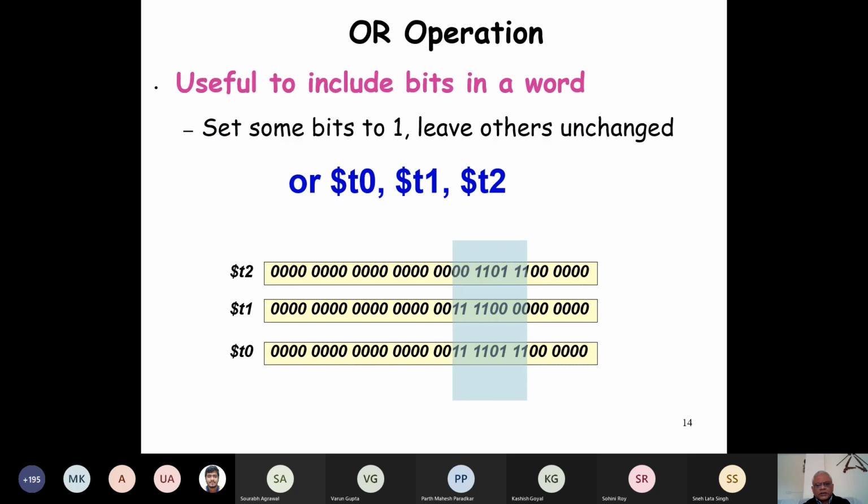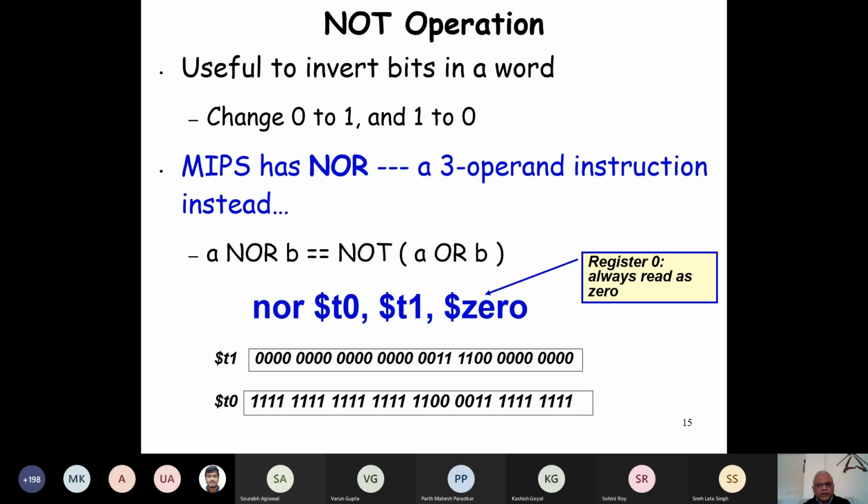The OR operation lets us set some bits. The bits which we want to set, we'll store in $t2, and then we'll OR with $t1 and we'll have the bits set. Let's say in this example we want to set these 4 bits, and the other bits we want to keep as they are. So we just made these ones, and finally we find that those bits are set. Something like that.